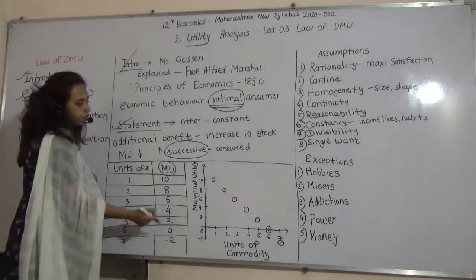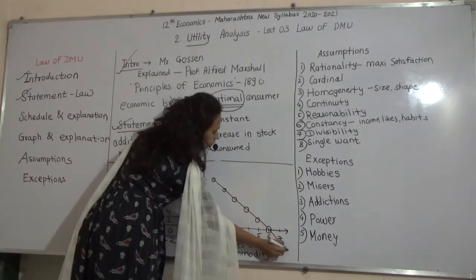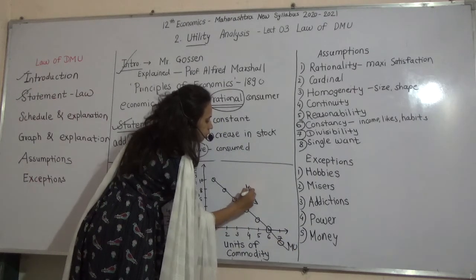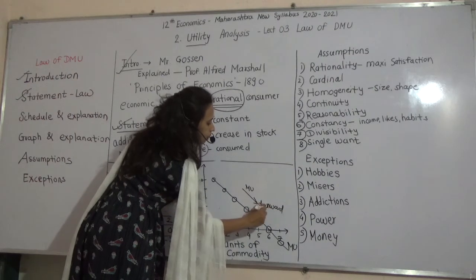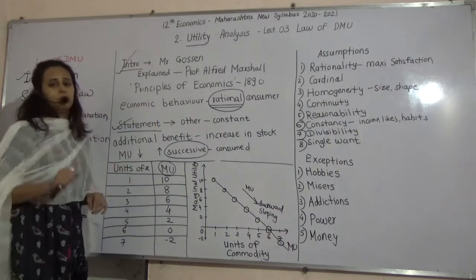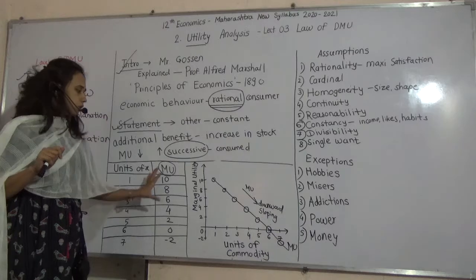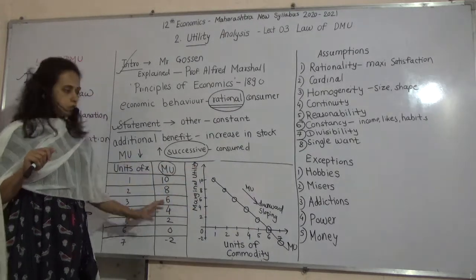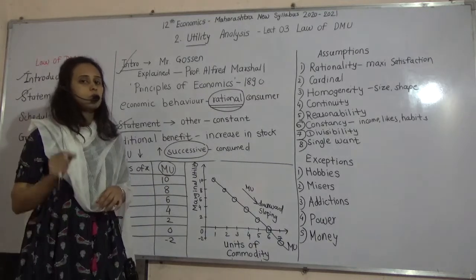In the negative quadrant. Remember this, when you join all this, this is called MU curve, which is downward sloping. You have to explain it. Remember one thing, every time students just make this schedule, they just draw this diagram, but they don't give the explanation.